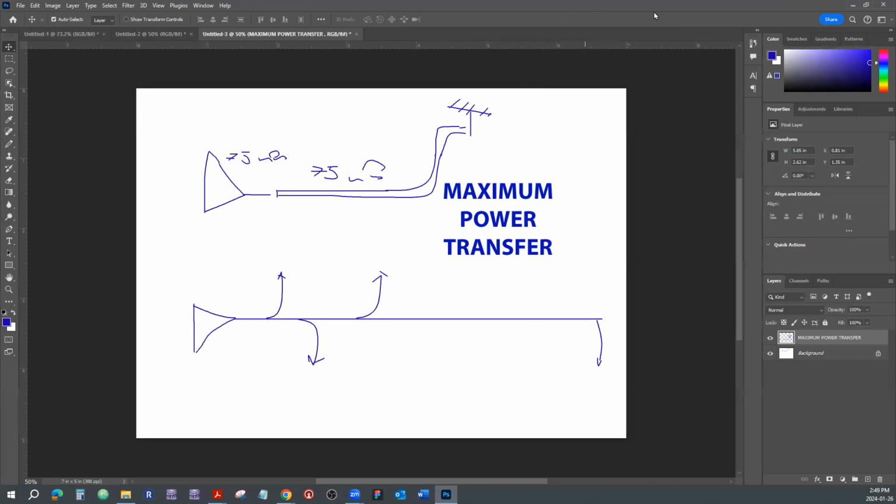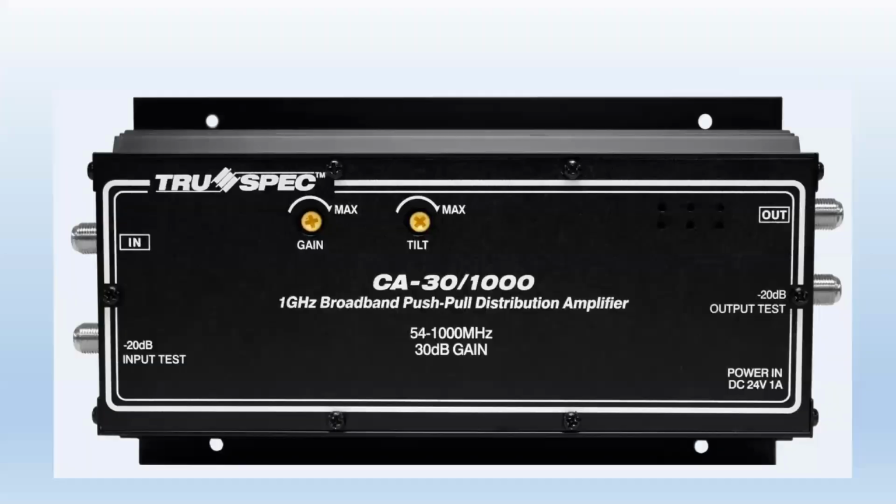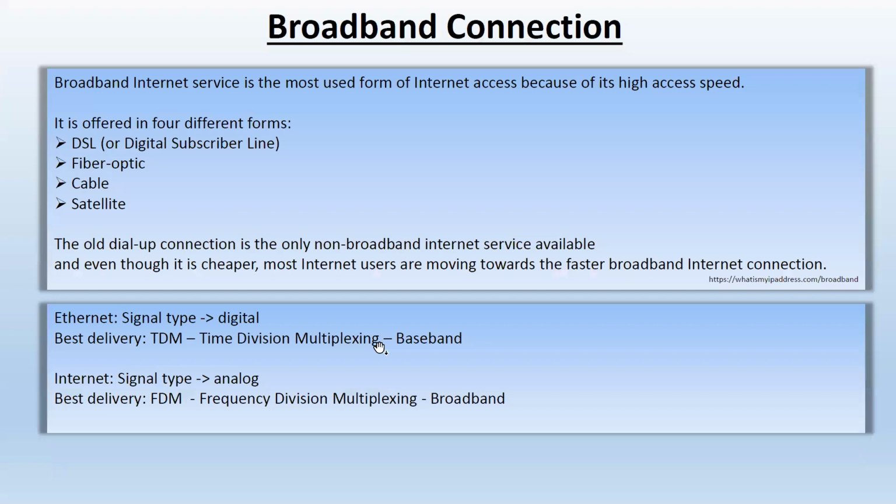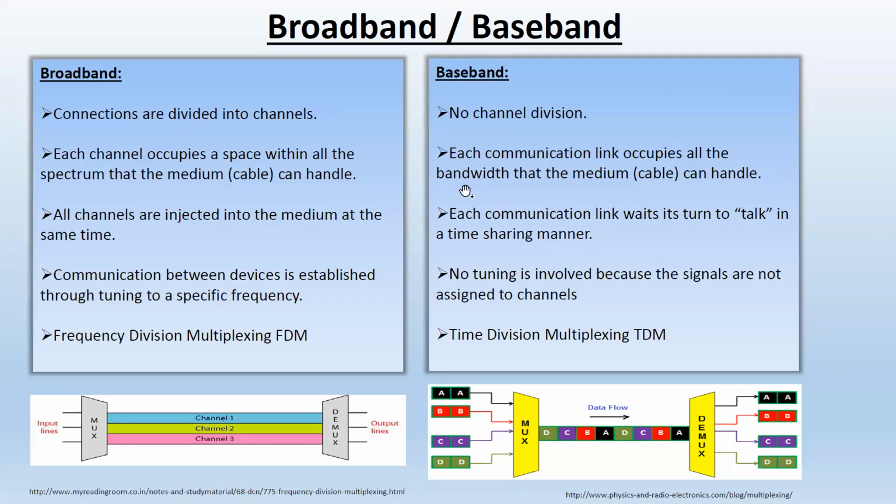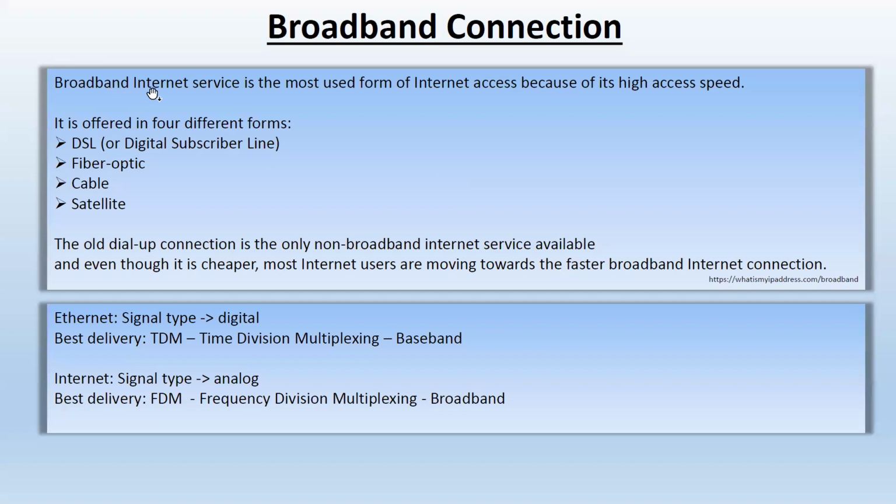All right, now let's keep going with this. We're almost done here, almost, but not yet. Last, for dessert, broadband connection and baseband connection. Broadband internet service is the most used form of internet access because of its high access speed. Broadband, don't worry, we'll get to what it actually is. Broadband is offered in four different forms: DSL, fiber optic, cable, or satellite.